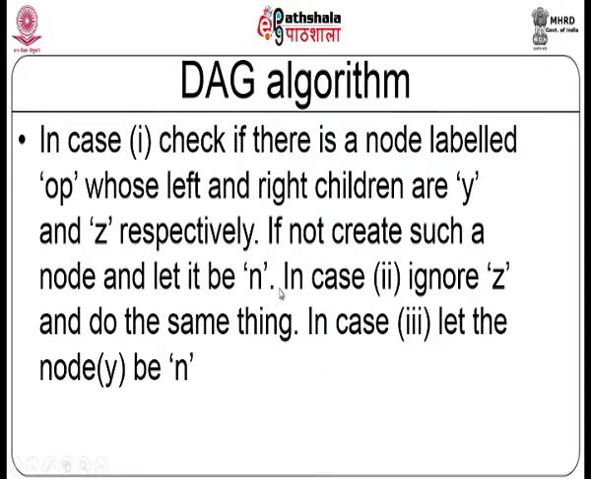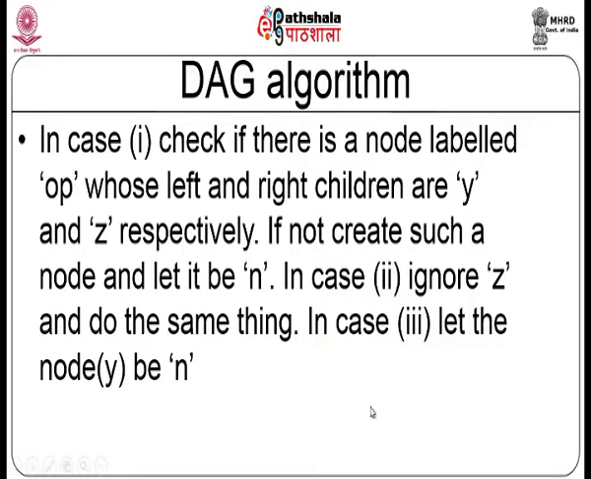In the case of the second situation, where I have x is equal to operator y, you have to repeat the same process, but ignore that the child z is not going to be available. So you will check whether there is an interior node whose only child happens to be y. If it is there, simply reuse it. If it is not there, you create it. In case 3, you simply assign the tag x to the existing node itself.